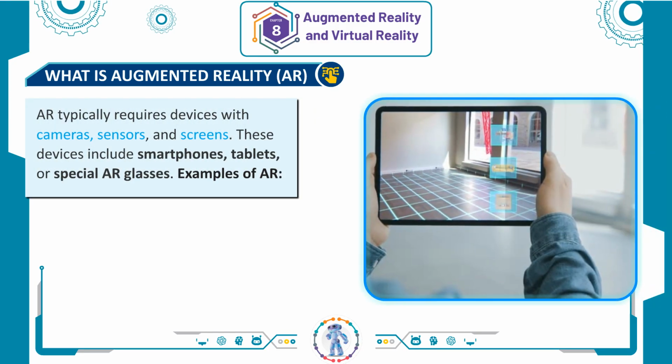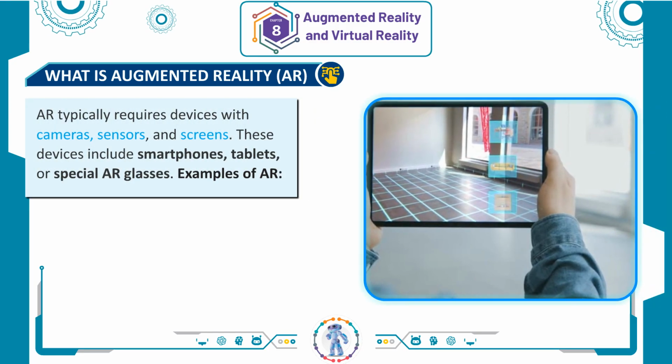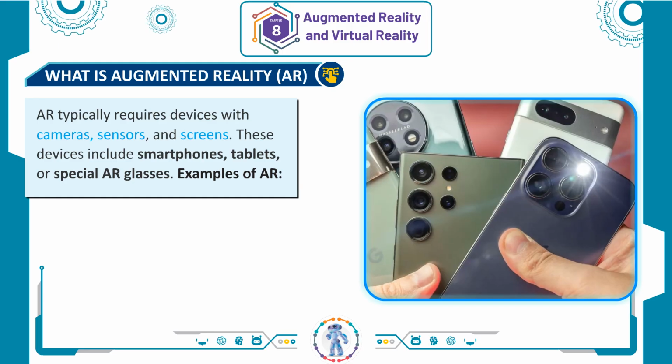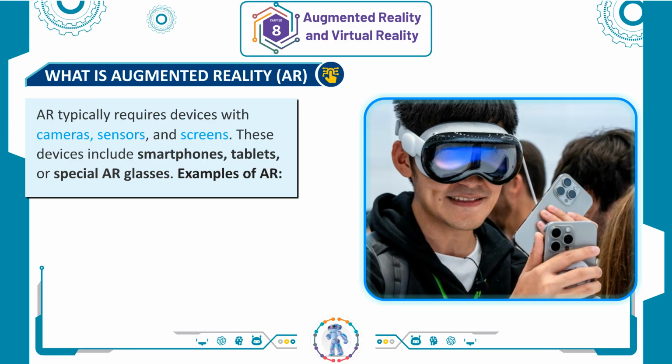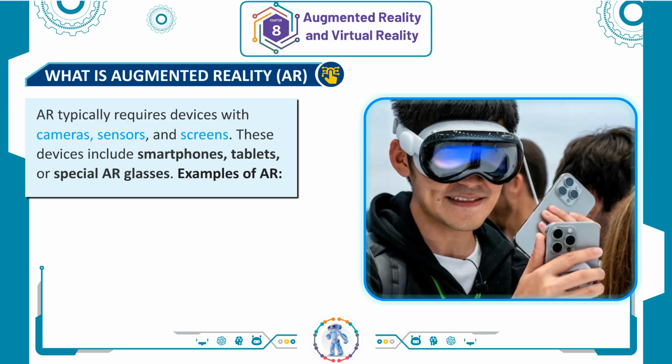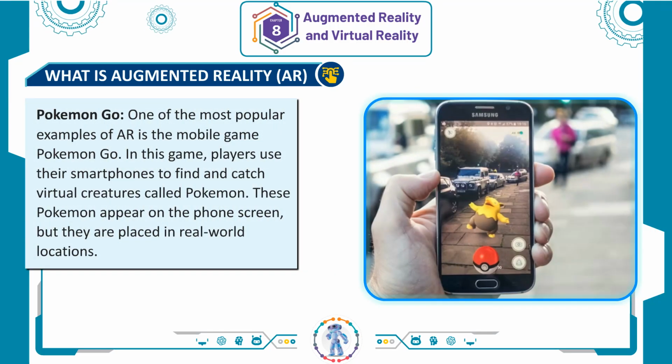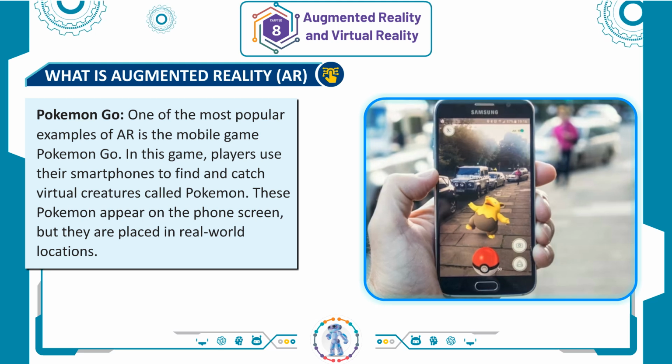AR typically requires devices with cameras, sensors, and screens. These devices include smartphones, tablets, or special AR glasses. Examples of AR: Pokemon Go. One of the most popular examples of AR is the mobile game Pokemon Go.